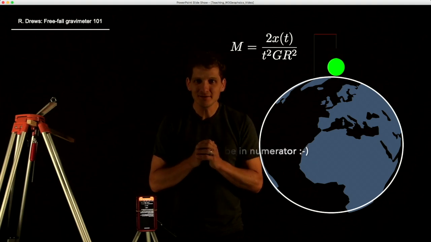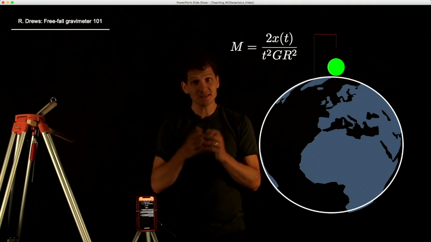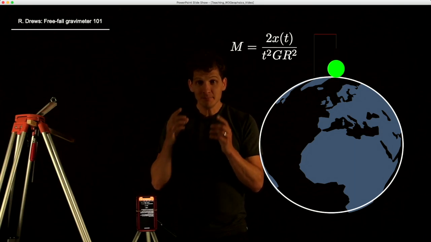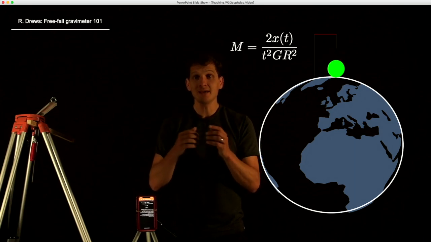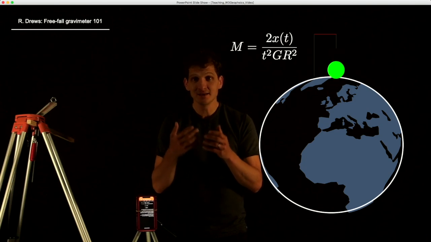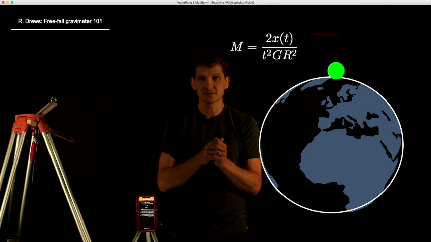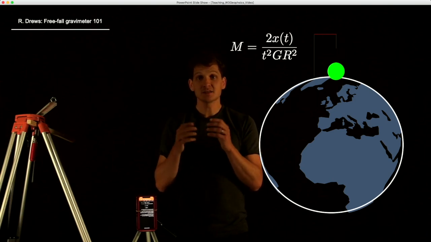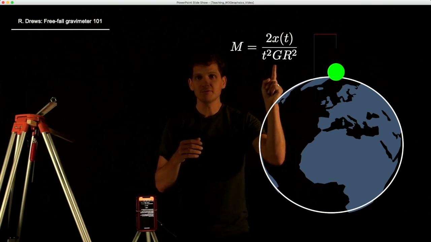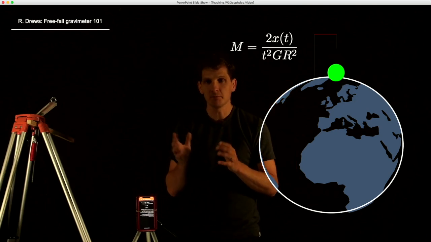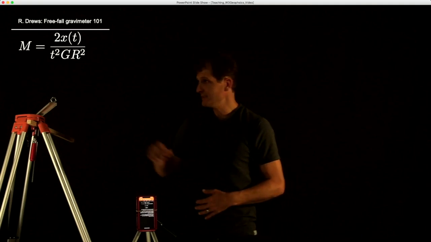This formula up here has been derived in the previous slides, and it tells us we can determine the mass m of the Earth by measuring the travel time of a freely falling test mass that is subject to the Earth's gravitational field and travels over a certain distance x. This approach assumes that we know the gravitational constant G and the radius of the Earth R. Well, it seems easy enough to do that.